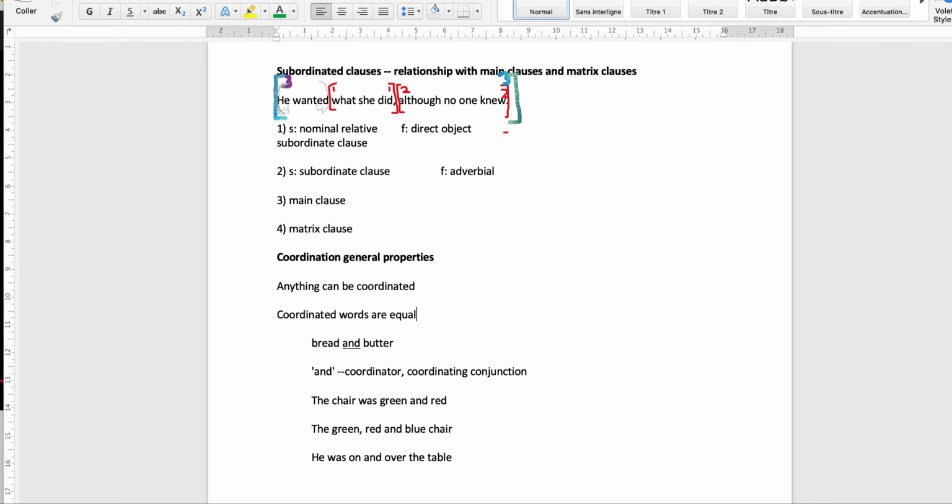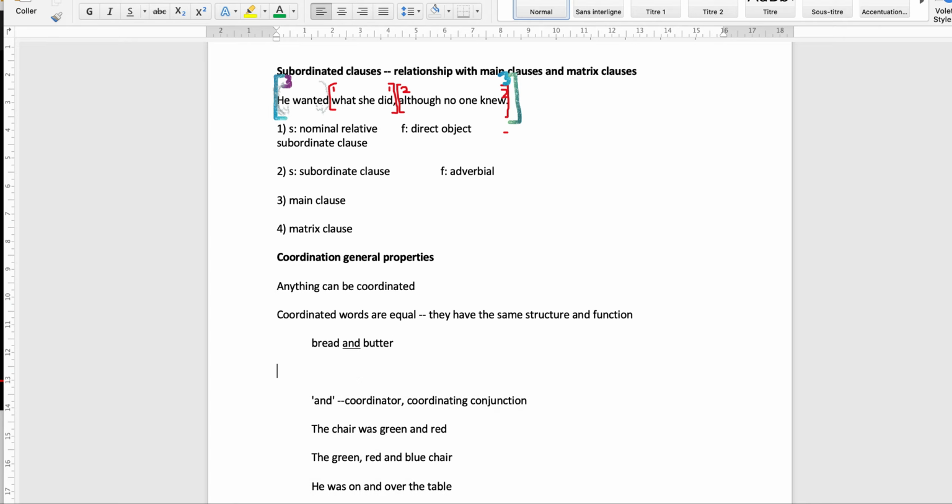Now when we say that they're equal, that means they have the same structure and function. Typically, this will really help you analyze. Sometimes writers play with this, but typically they're the same. So here we have better and better. Here we have two coordinated noun phrases, right? They're minimal noun phrases. They only have one word. Bread is a noun phrase. Butter is a noun phrase.